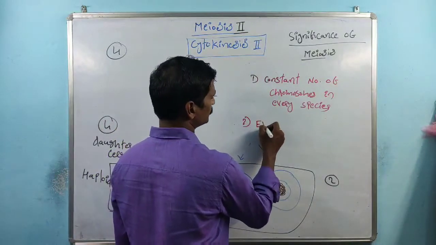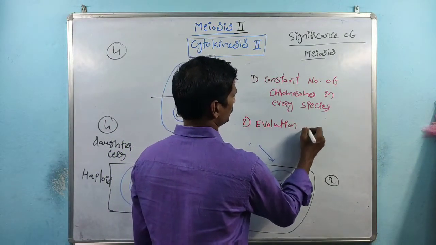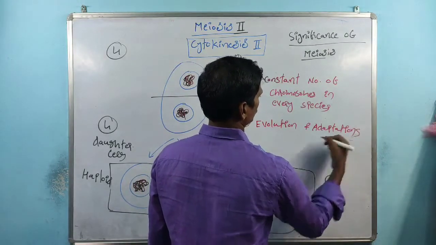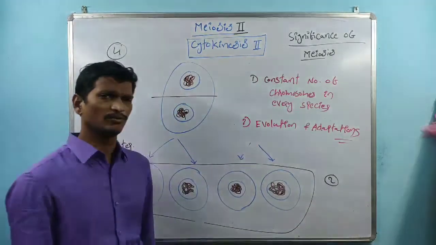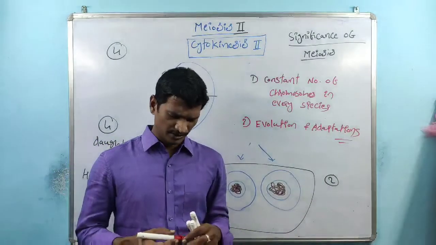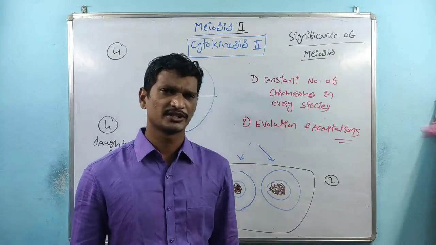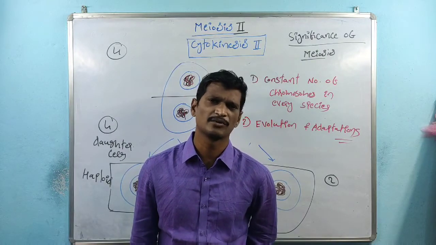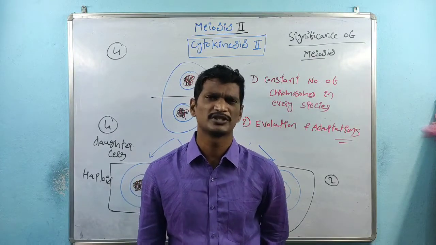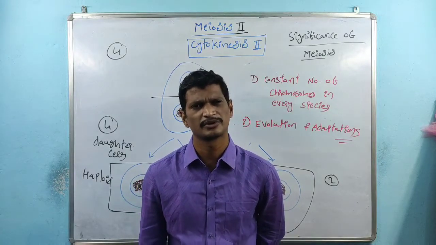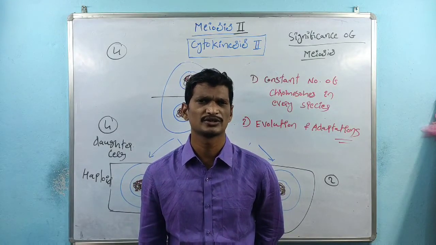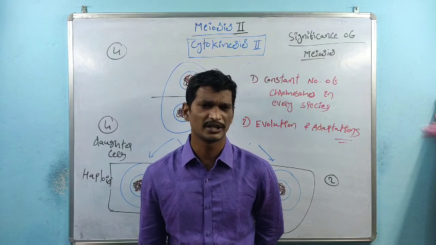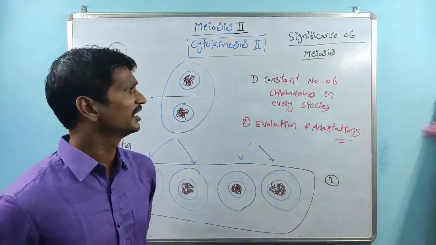The next point is evolution and adaptation. See what I am telling here. Meiosis is very important for the generation of new species, because humans also evolved like that. How humans evolved from bacteria, or how humans evolved from chimpanzees, is by the crossing over process. Within the meiosis process, crossing over occurs. That crossing over supports the generation of new characters. Those new characters are nothing but evolution and adaptation.